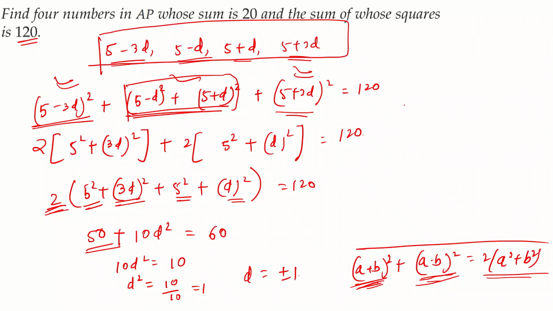So if I put D is equal to plus 1, I get my combination as 5 minus 3, which is 2, 5 minus 1, which is 4, 5 plus 1, which is 6, 5 plus 3, which is 8. This is my first combination, that means the first AP. And if I put minus 1 in place of D, I get 5 plus 3, which is 8. I just get it in the opposite direction. So these are my 2 answers.